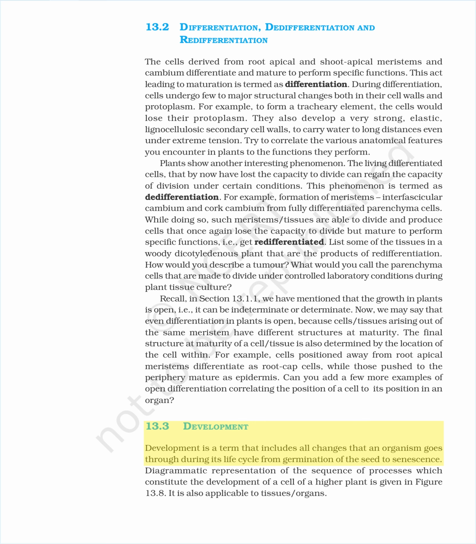13.3 Development. Development is a term that includes all changes that an organism goes through during its life cycle from germination of the seed to senescence. Diagrammatic representation of the sequence of processes which constitute the development of a cell of a higher plant is given in Figure 13.8. It is also applicable to tissues/organs.